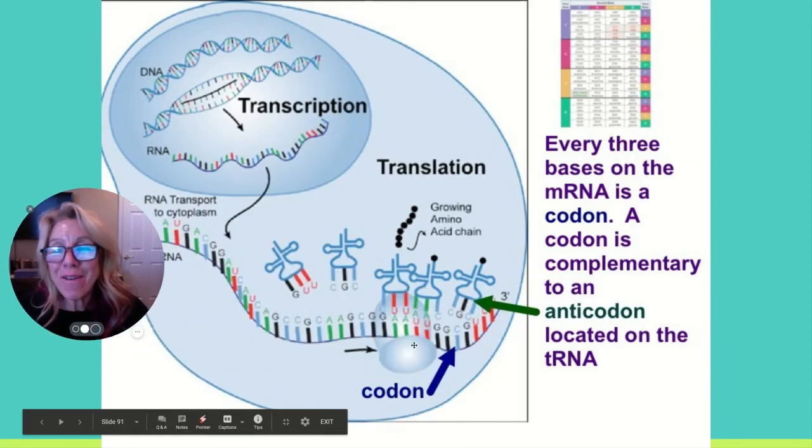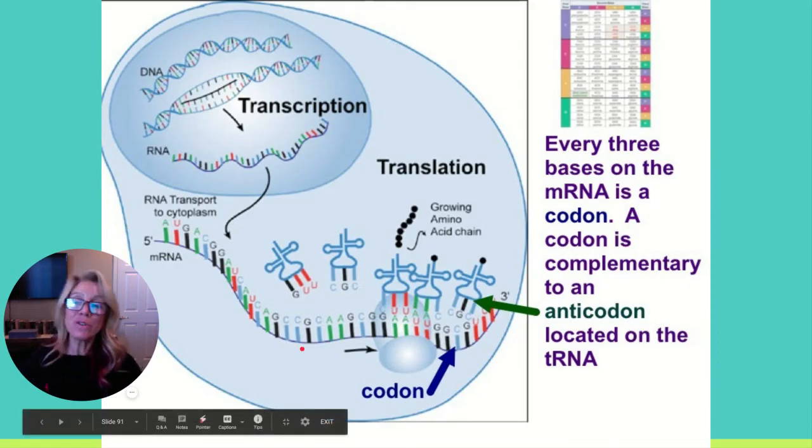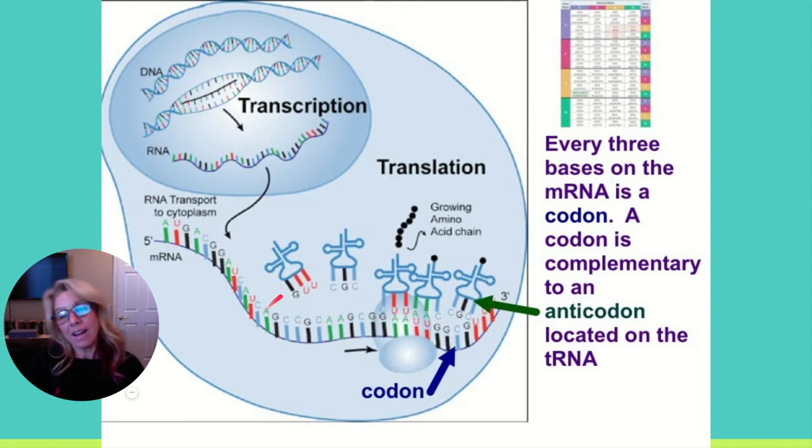All right, so now we're ready to move on to translation. And this is going to occur in the cytoplasm of eukaryotic cells. I guess cytoplasm of prokaryotic cells too, but they don't have a nucleus, right? So when they transcribe, they'll immediately translate in prokaryotes.